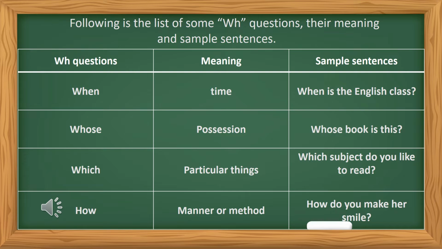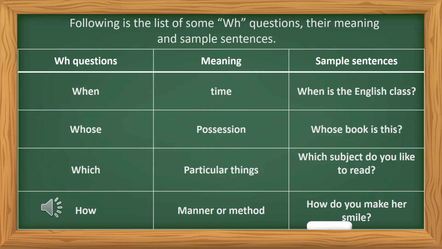After that, we can see whose. Whose is used to ask about who the possessor of something is. That means who belongs to something. Here is the example, whose book is this? That means who is the owner of this book? It can be me or your friend or your mother or your brother. So who owns the book or who is the owner? So we use whose in this case.